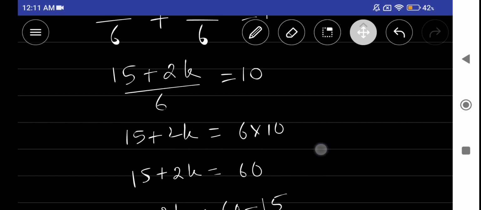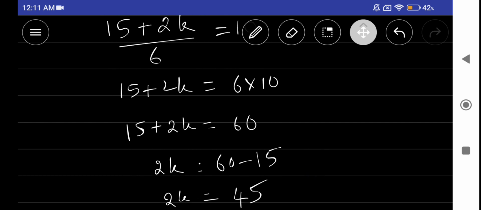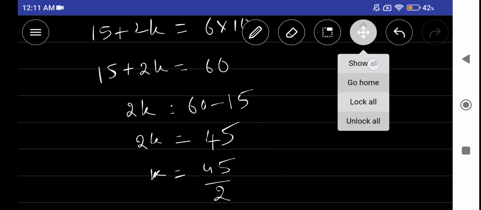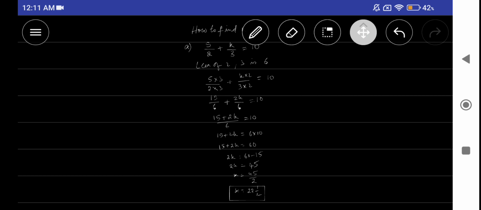So 15 plus 2k is equal to 10 into 6. So 15 plus 2k is equal to 60. 2k is equal to 60 minus 15. So we come to 2k is equal to 45. k is equal to 45 by 2. This is how we can find k from this type of equation.